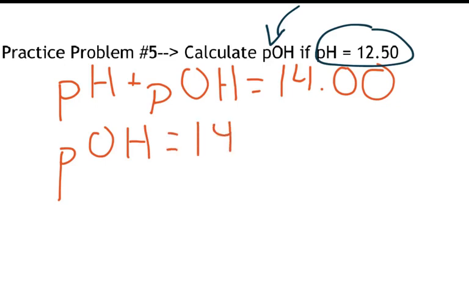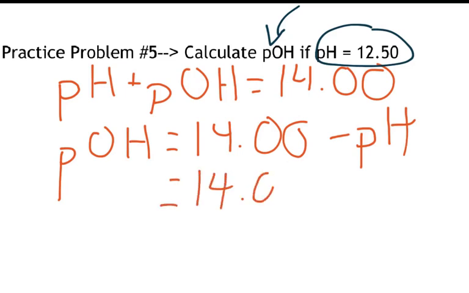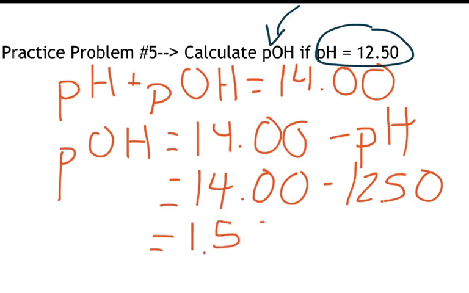Okay? So if we want to go ahead and manipulate our equation, we'd get pOH equals 14 minus the pH, which if we plug in our calculator would look like this, 14, hit the minus key, 12.50. Notice I'm still keeping my 2 decimal places, and in that case I would get 1.50. All right, 2 decimal places, no units.